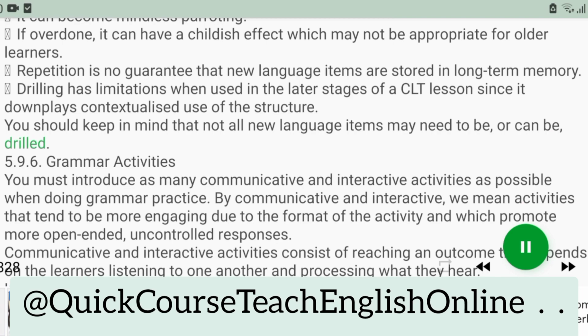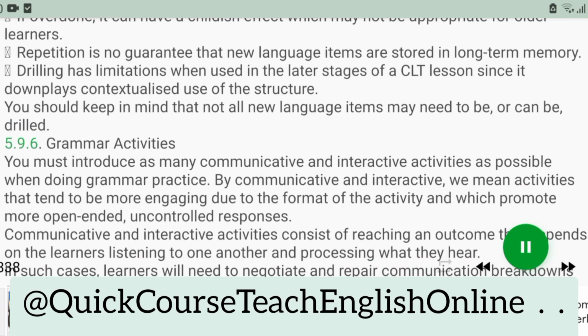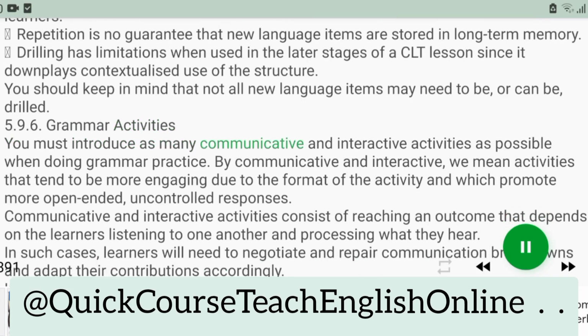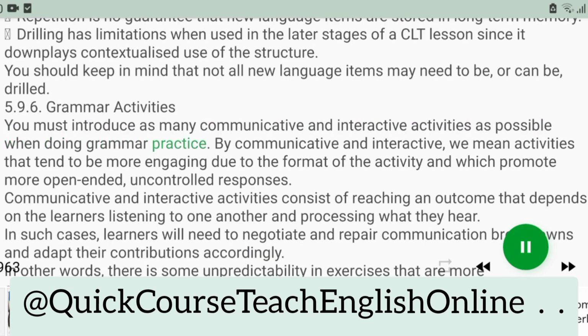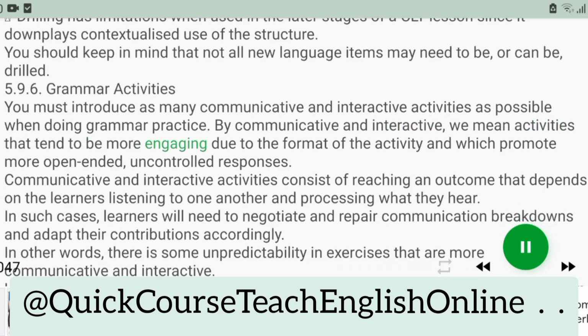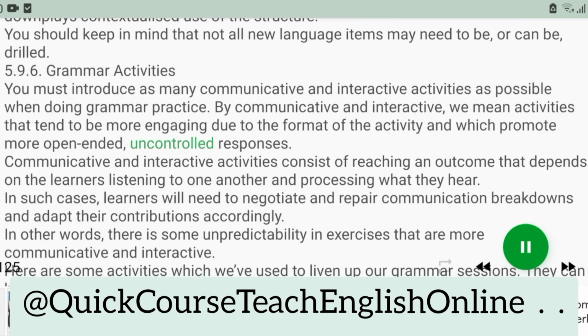5.9.6 Grammar activities. You must introduce as many communicative and interactive activities as possible when doing grammar practice. By communicative and interactive, we mean activities that tend to be more engaging due to the format of the activity and which promote more open-ended, uncontrolled responses.